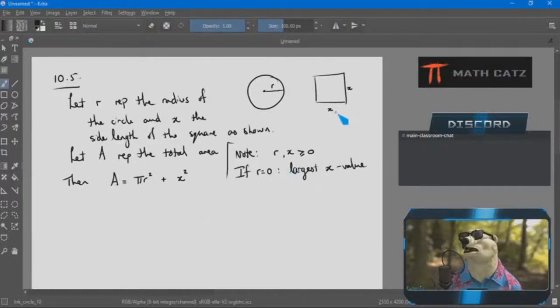So the largest x will be when I have the largest square, which means when there is no circle. I'm using all the fence for the x. I'm using all the fence, so just like before, all the way around the rectangle. It's 4x in this case, and that's going to be the 100 feet of fencing.